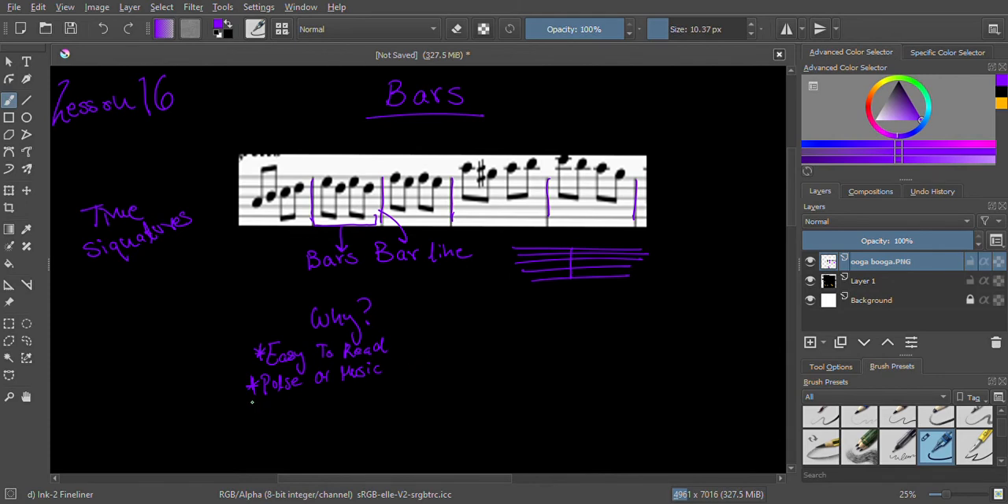Now, number three is that it makes it easier to pinpoint places in music.